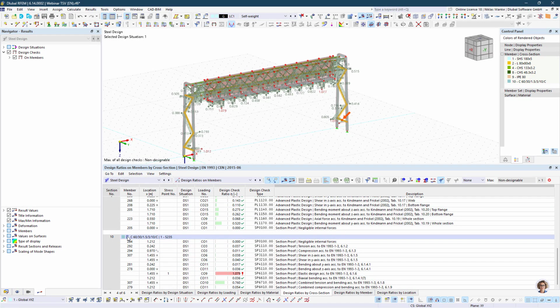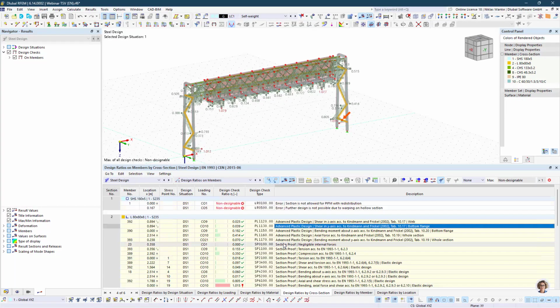And for the C shape section, we can see that the PIFM could not be performed. For every location, the solver, or RFEM, has automatically switched to the section proof, but that's okay. We can do the section proof according to EC3. That's still okay. But we can also see that we have a little bit too high design ratio here, so probably it would be necessary to increase the cross-section size for this cross-section.